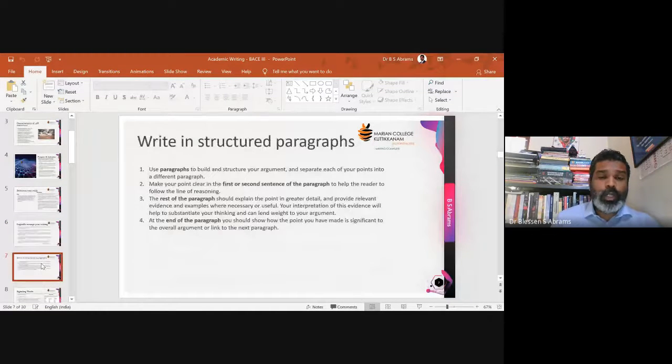All right, structure of a paragraph. Write in structured paragraphs. Use paragraphs to build and structure your argument, and separate each of your points into a different paragraph. Make your point clear in the first or second sentence of the paragraph to help the reader to follow the line of reasoning. So sometimes it happens if a reader is evaluating, analyzing an essay, an article by someone.